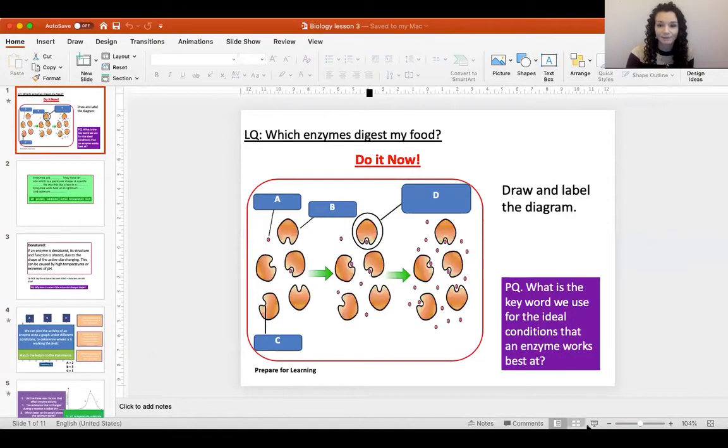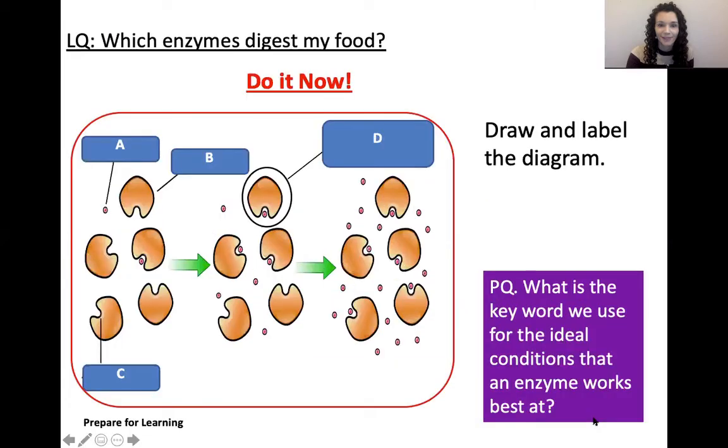So we are looking at key concepts of biology, which we've been looking at for a couple of lessons now. Last lesson we looked at enzymes and how enzymes worked and factors that affect enzyme-controlled reactions. We're going to do a little bit of revision of that, and then we're going to move on to look at how enzymes digest food inside our body.